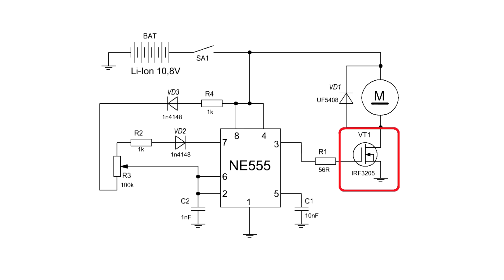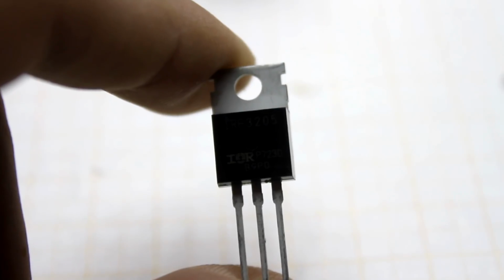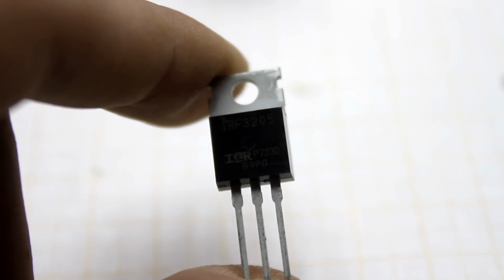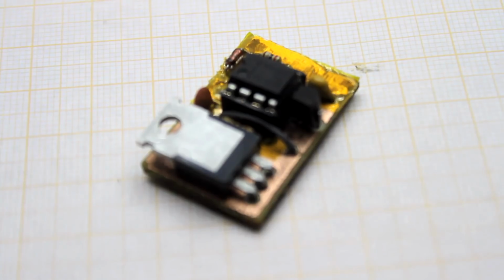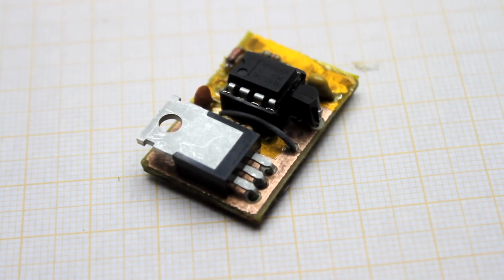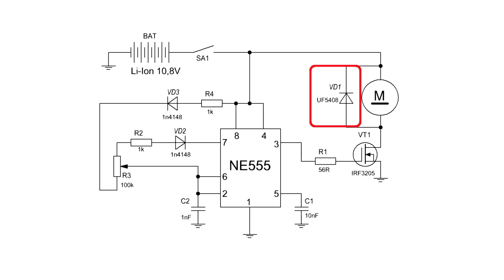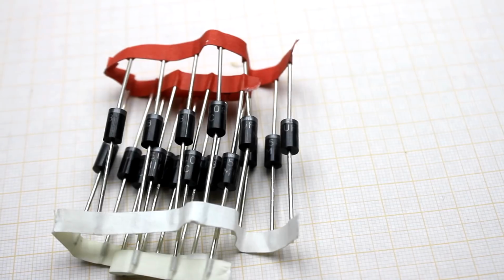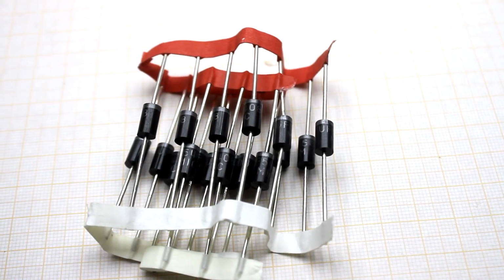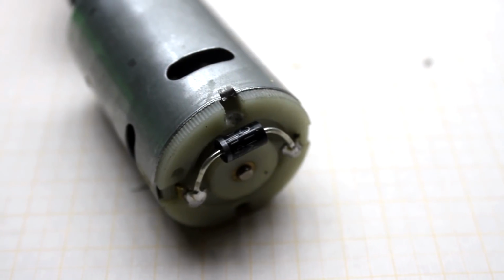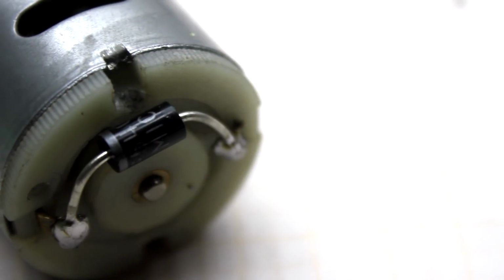As a field effect transistor, I used a powerful N-channel IRF3205. It needs to be installed on the radiator. Despite the work in the pulse mode, it will heat up. The diode protects the transistor from reverse induction from the motor winding. In my case, it is a fast diode UF5408 and soldered directly to the motor power supply terminals.